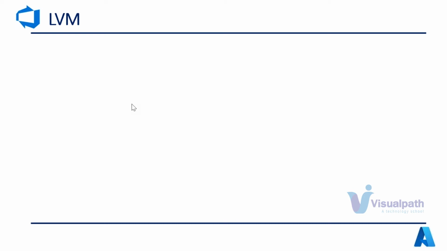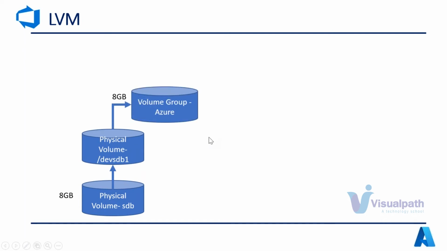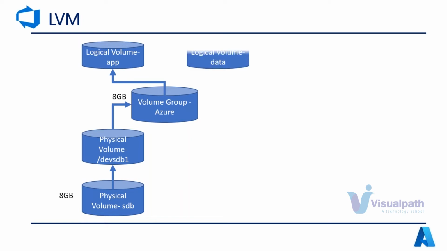So what happens in LVM is, remember we had sdb of 8 GB, and in LVM we create a physical volume, which we call a PV. We attach sdb and create a physical volume out of it, and then we create a volume group. Let us suppose the name of the volume group is Azure, and that volume group is 8 GB. Now from this volume group we can create logical volumes, and we can mount them to different folders.